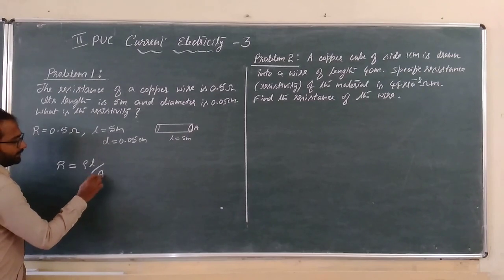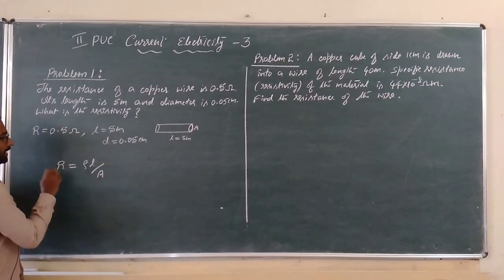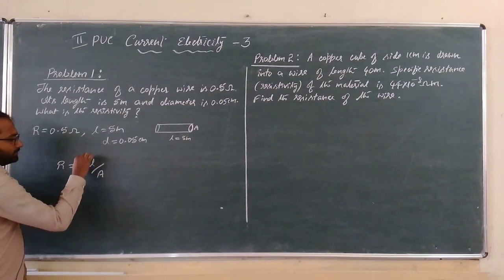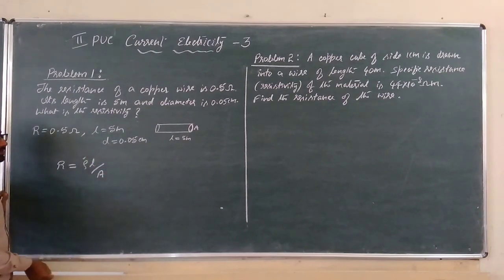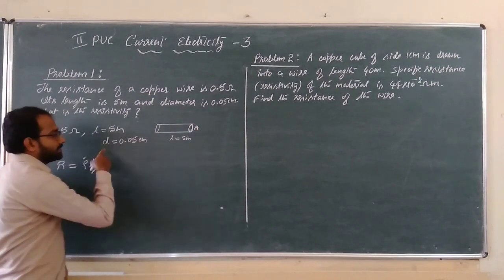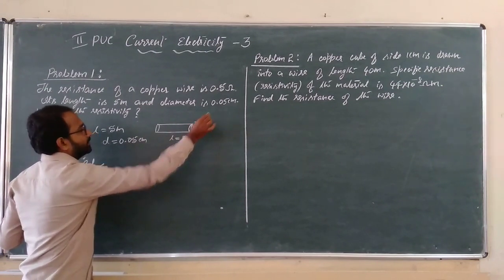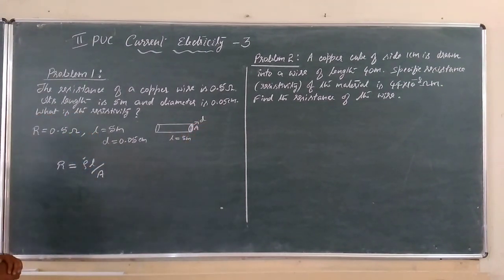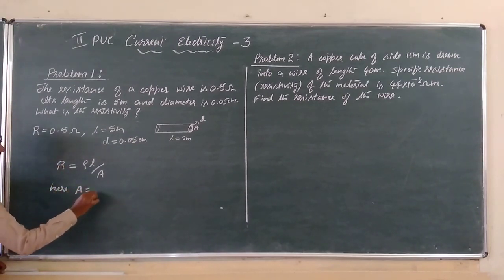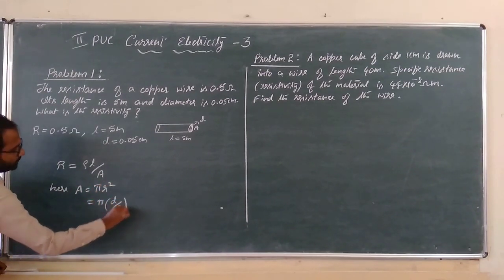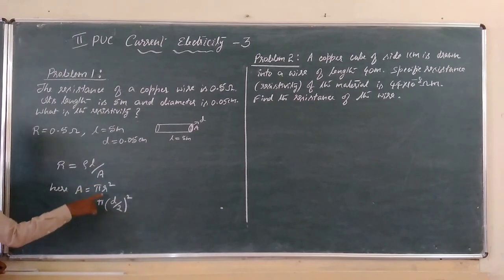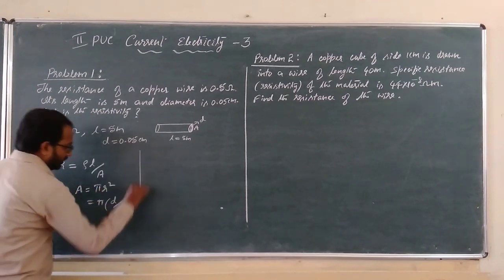So how to calculate area? You have to calculate rho. R is given, L is given, this is unknown, but what about the area? The area of cross section of the conductor is not given, instead D is given, the diameter. So how to calculate the area? Since it is a circular cross sectional area, A is equal to pi r square, or pi d by 2 whole square, right? Radius is diameter by 2, squared. So therefore, now solve this.